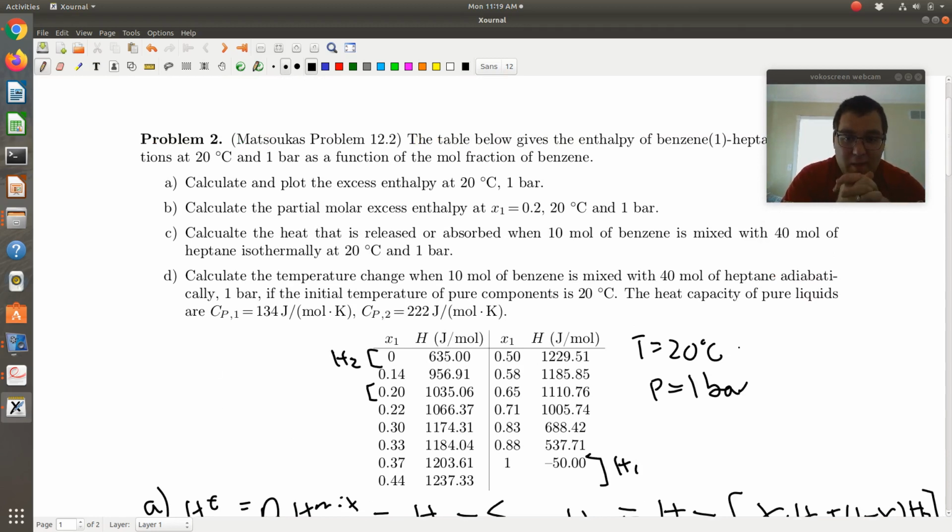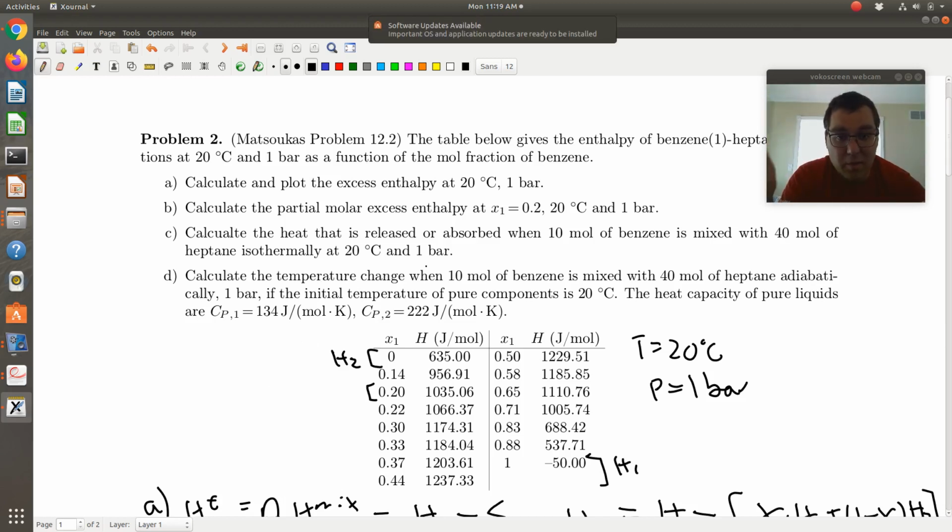Part C: calculate the heat that's released or absorbed when 10 moles of benzene is mixed with 40 moles of heptane isothermally at 20 degrees C and 1 bar. The key to this is ΔH of mixing, our property change upon mixing. We're mixing at constant temperature and pressure, so temperature and pressure here are still 20 degrees C and 1 bar.